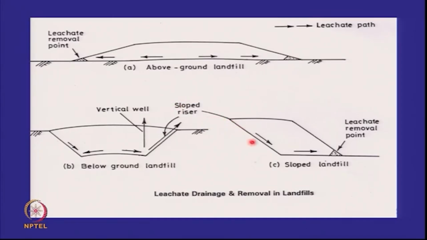If you have a landfill on a slope, again lucky for us, if I do this properly and the leachate doesn't flow backwards to this corner, now you have to keep the slope outwards, then the leachate can come out by gravity again. So it's the below ground landfill in which the leachate has to be pumped out.